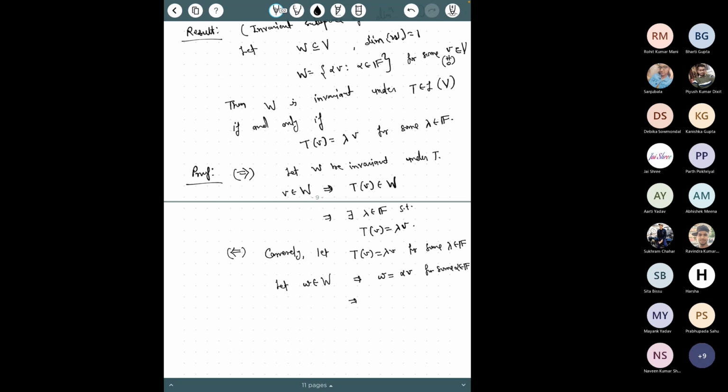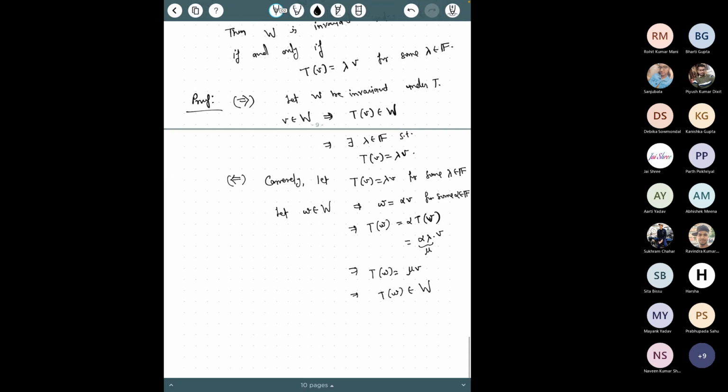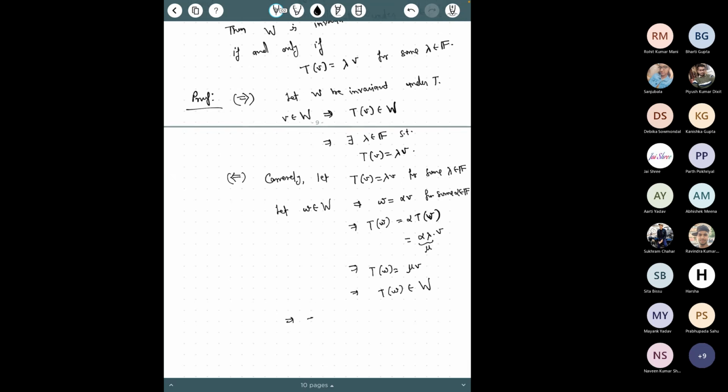And now if I take T of w, T is a linear operator, so it is the same as alpha times T of v, right? But then the right hand side would be what? T of v, I know it is lambda times v, so it is alpha lambda times v. But if I call this alpha lambda some other scalar, let's say mu, then what would it be? It says that T of w is equal to mu times v. But what does it mean? It means that T of w belongs to W. And this is true for any vector small w. So this implies that W is invariant under T.